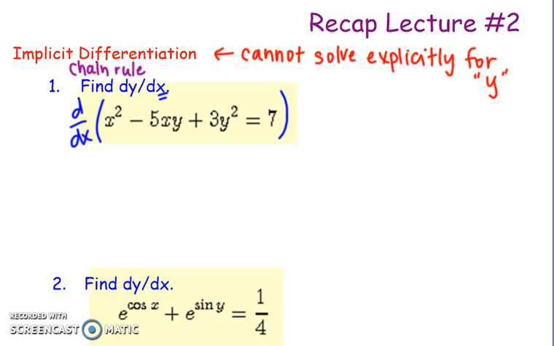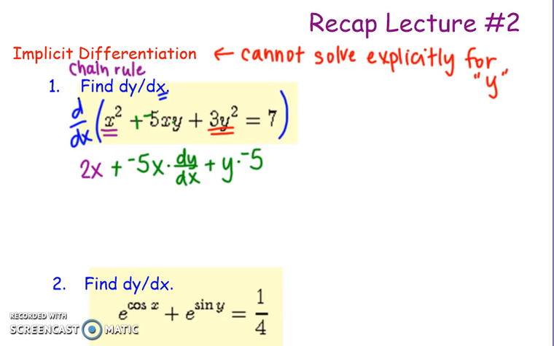So to start, the derivative of x squared with respect to x is just 2x. This next one, I'm going to think about this as being negative 5x times y. So when I take the derivative of this term, I'm going to need to use a product rule. So I'm going to say this is going to be the first times the derivative of the second with respect to x, plus the second times the derivative of the first with respect to x.